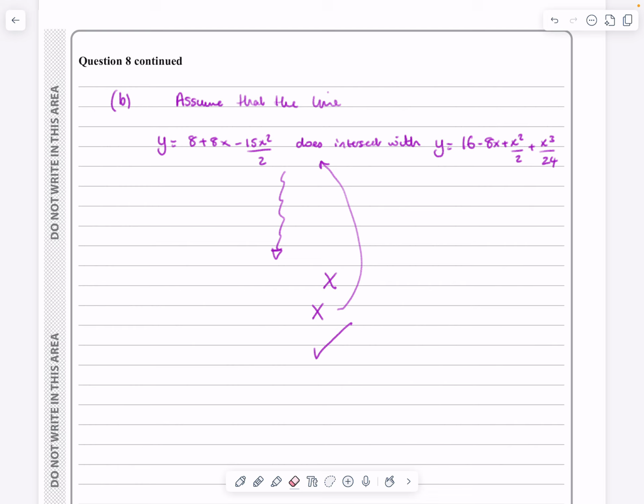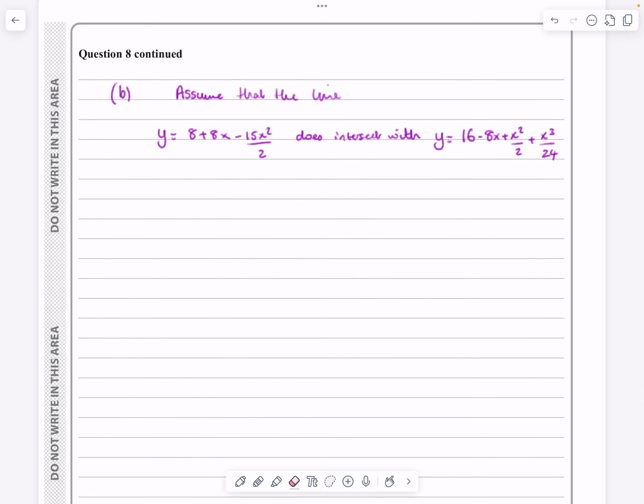So that'll make more sense now when I actually go through and do this one. But I've made my assumption. So if I've got the assumption, that means that 8 plus 8x minus 15x squared over 2 is now going to equal 16 minus 8x plus x squared over 2 plus x cubed over 24.